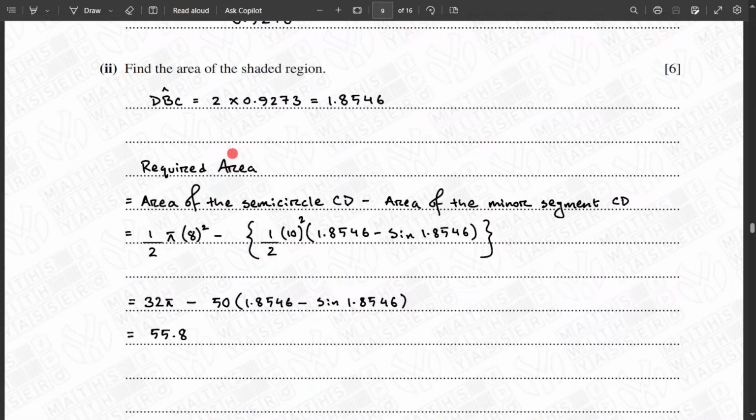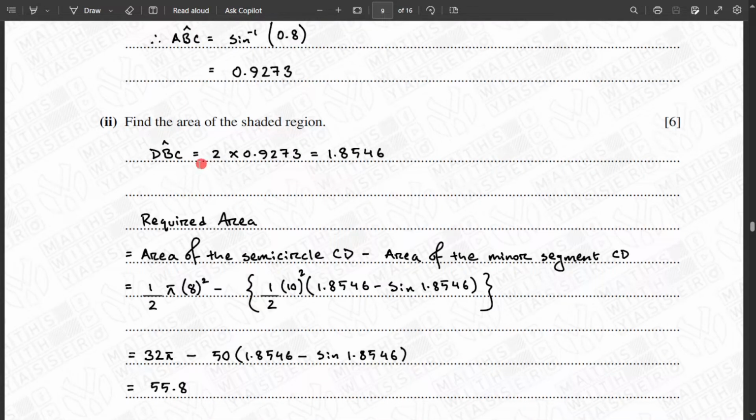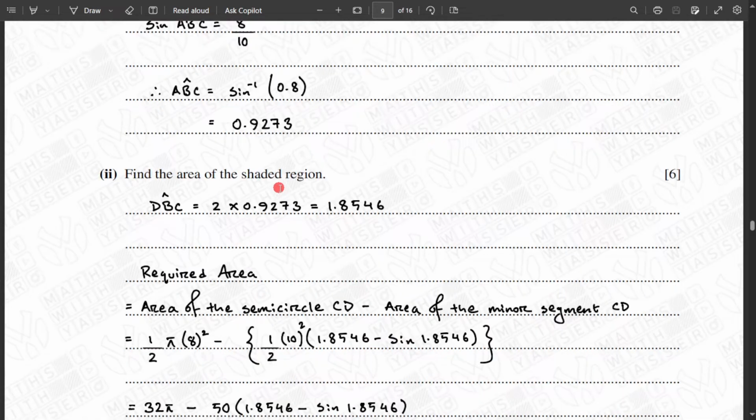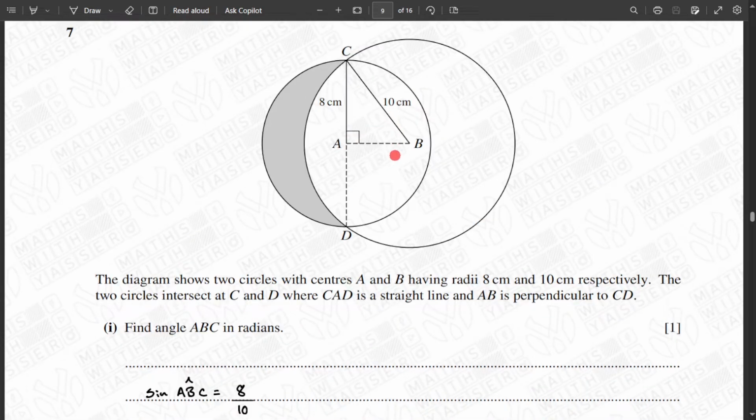Now let's look into it. Angle DBC should be twice of 0.9273. So which one is angle DBC? This is the angle DBC, this part. So we need this because we need to find the area of the semicircle and the segment. We need to find the area of the segment.